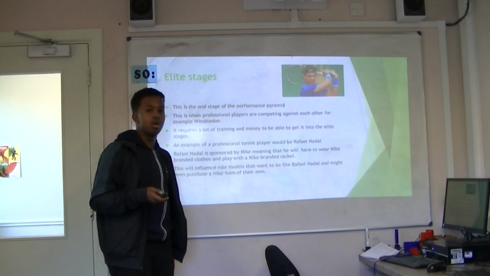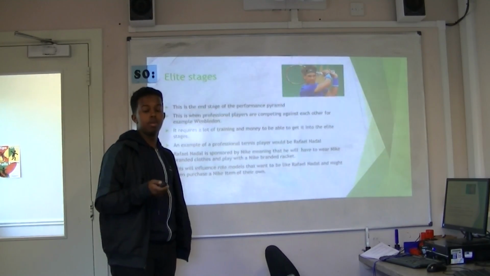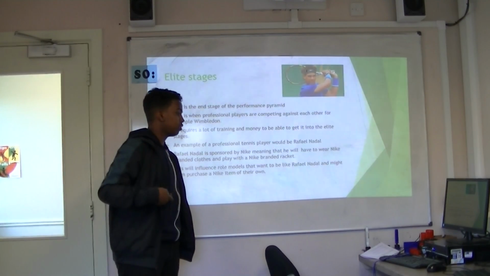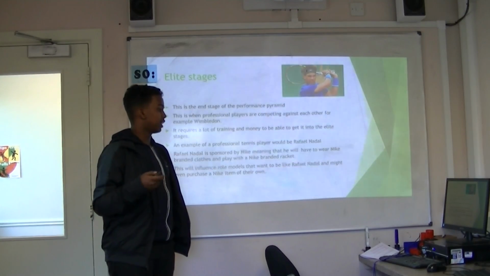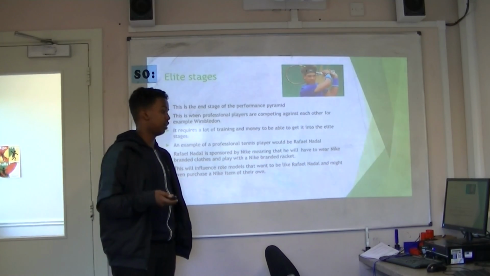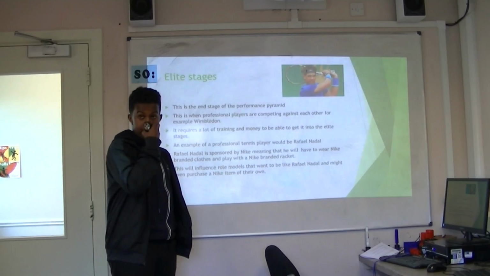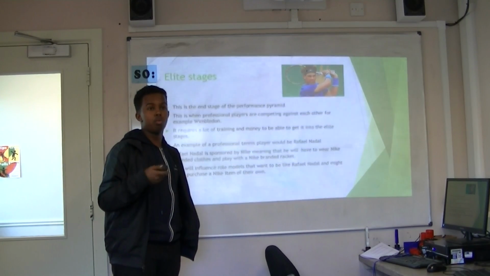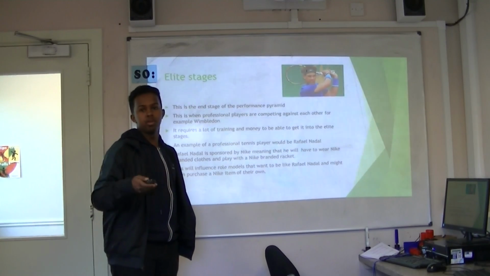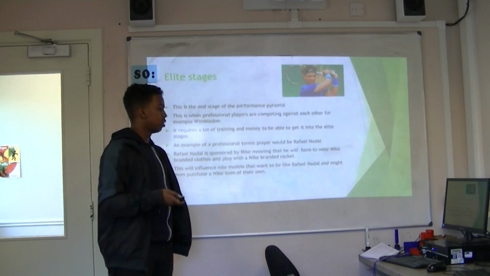The elite stage. This is the end stage of the performance pyramid. This is when all professional tennis players get together at Wimbledon. And an example of a professional tennis player would be Rafael Nadal. And Rafael Nadal is sponsored by Nike, meaning that the role models he's got would analyze him, look at his clothes, and hopefully buy Nike items and clothes.